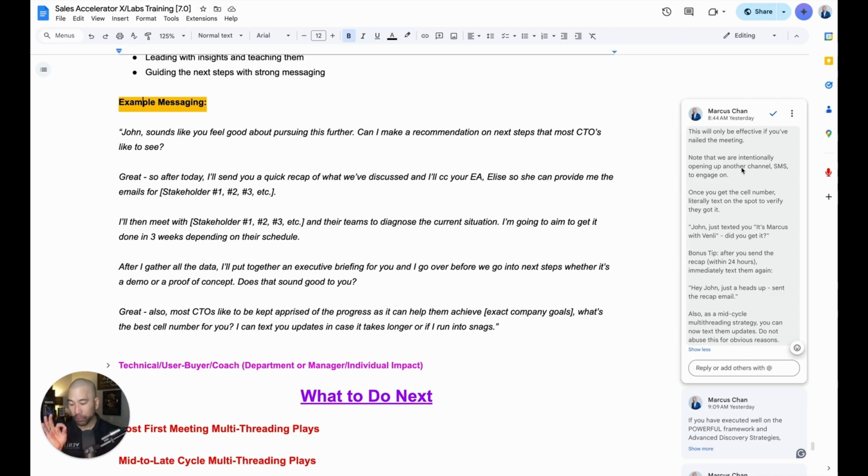Okay. So a little bonus tip as well. Once you get the cell number, literally text on the spot to verify they got it. So, okay, cool. They're dropping it in the chat or they're telling you live, you just put it in there. Okay, let me just text you, make sure you got it, in case you fat-fingered it. Make a joke or something. Send a message: Hey, John, did you get the message? And just type in there something like, it's Marcus Venley. That's it. So this way they know it's your name. It's very, very clear. So they're like, yeah, got it, cool. And you're like, cool, awesome.